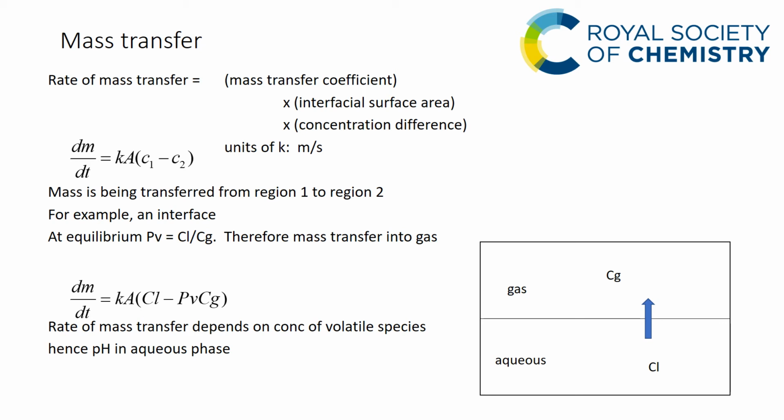But in the diagram at the bottom right, we're going from liquid phase to gas phase, and our C2 is in fact a virtual concentration of the liquid phase. So if we've got Cg as the gas phase, its virtual concentration in equilibrium will be PV times Cg, and so the driving force is the difference between the actual concentration in the liquid phase minus PV Cg. So our equation then becomes dm by dt equals Ka (Cl minus PV Cg).